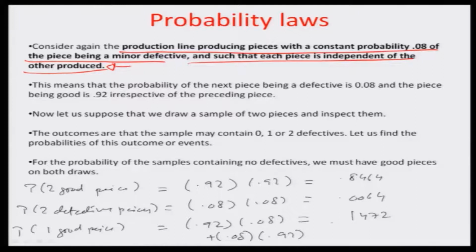So, this means that the probability of the next piece being a defective is 0.08 and the piece being a good is 0.92, irrespective of the preceding piece, whether it is a defective or a non-defective. So, whenever you are drawing sequentially, that would be the probability every time or every draw you make. Obviously, you may fall within the 0.92 category and you may fall within the 0.08 category. The percentage of being within the 0.92 category is much more in comparison to that within the 0.08 category.